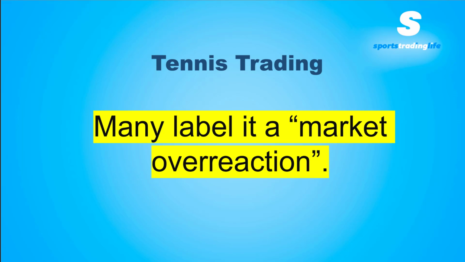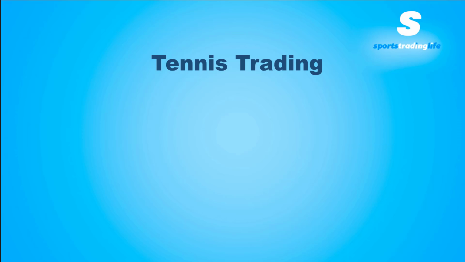We're just looking for that price swing, and many label it a market overreaction because what you can often see in these situations is that the player who won the first set, if they drop the first break of serve, especially early on in the second set, you could see instances where the losing player suddenly becomes the favorite to win the match despite losing the first set. Okay, so as said, many label it a market overreaction, and to be honest, as a tennis trader, we're very, very happy it happens. It's very, very good for us. And that's the idea, is that we want to be in on these situations.